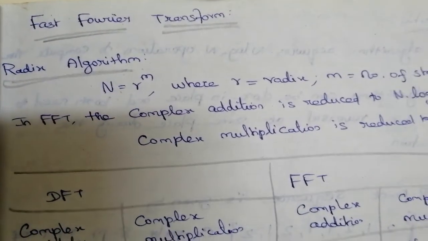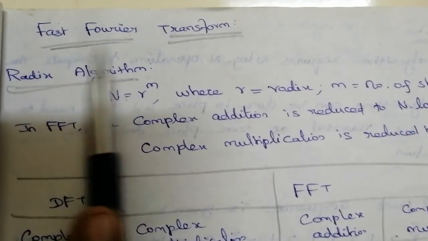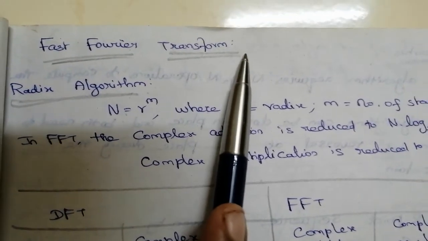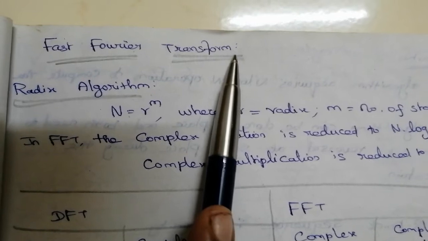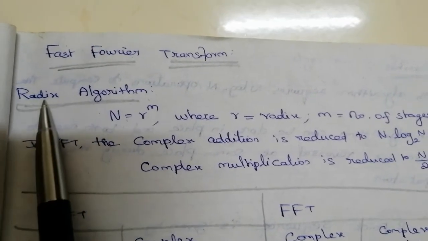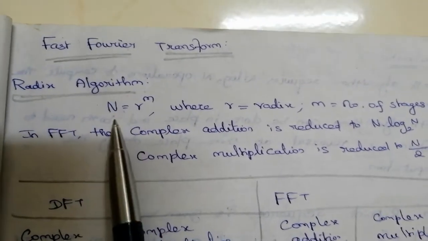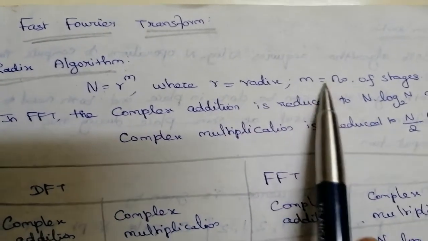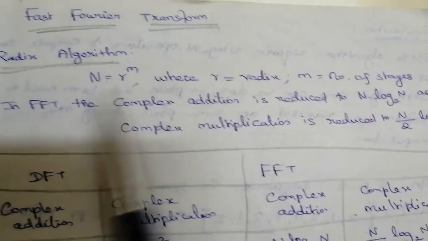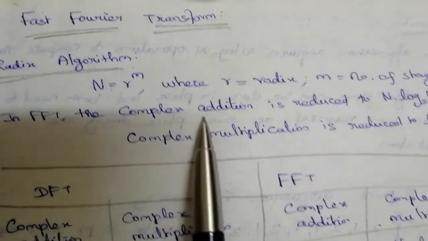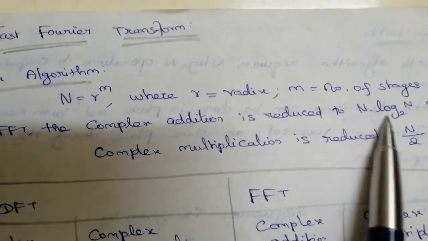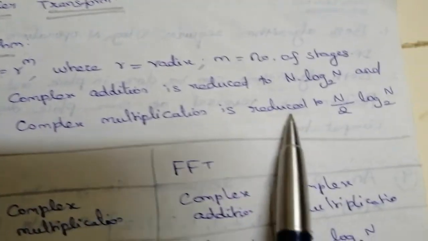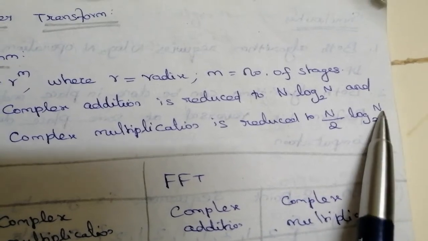Okay, next topic is fast Fourier transform. Fast Fourier transform is called FFT. It's a very important topic in the first unit, right? It can also be called the radix algorithm, that is N equal to R power M, where R is the radix and M is the number of stages. In FFT, the complex addition is reduced to N log 2 N, and complex multiplication is reduced to N by 2 log 2 N.